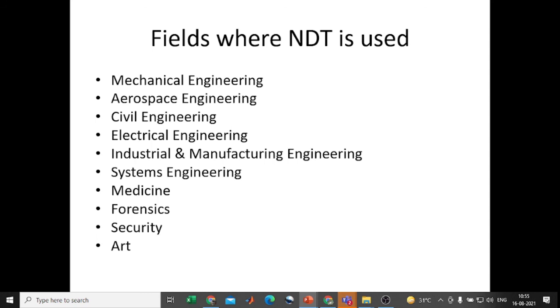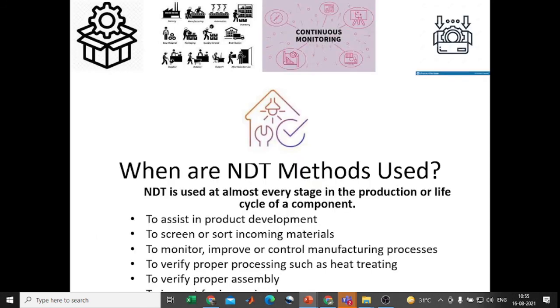In the machining process, we can identify the surface roughness with the machine vision system. With that machine vision system, we won't scratch the workpiece material. From this, we can protect the workpiece surface before putting that workpiece into applications. After that, systems engineering, medicine, forensics, security, art. Likewise, we can utilize NDT methods for evaluating the outputs. These are all the things we need in manufacturing industries with the aid of non-destructive testing procedures.